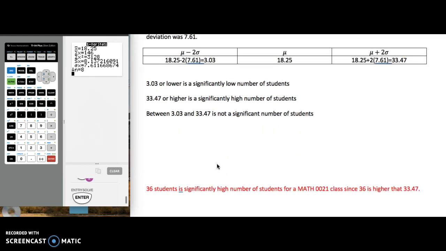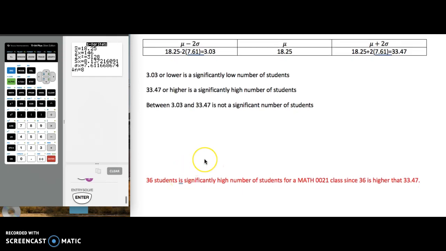So to answer the question, is 36 students a significantly high number of students for a Math 0021 class? Well, 33.47 or higher is considered a significantly high number, or a very large class. So 36 students is a significantly high number of students for a Math 0021 class.